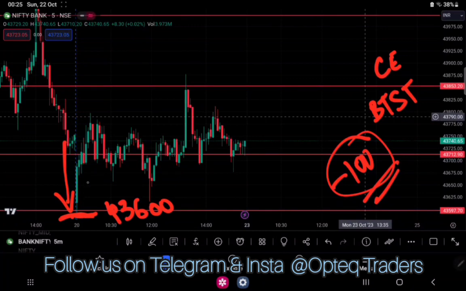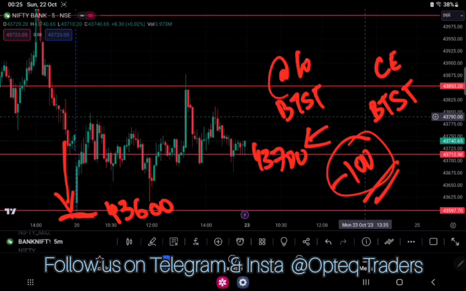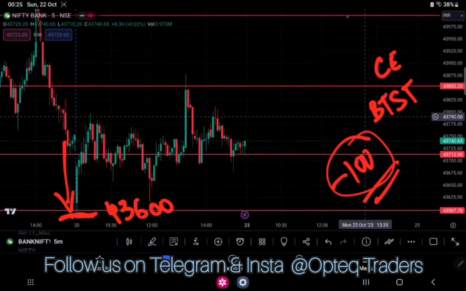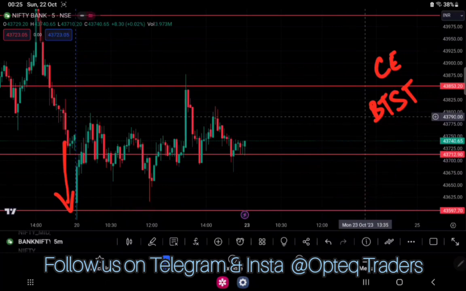Then this went up till 43,700, and this is where we booked our BTST of CE at cost. So we were not in loss on the BTST, and since our view was on the CE side, we held the view and we did it.